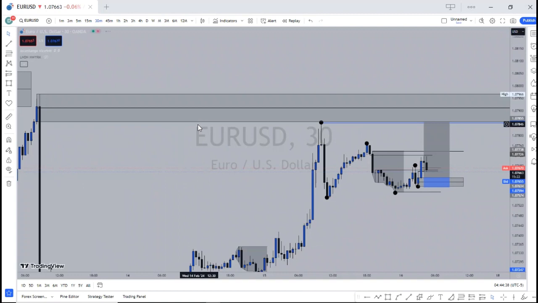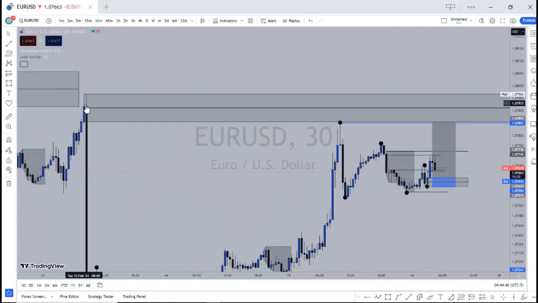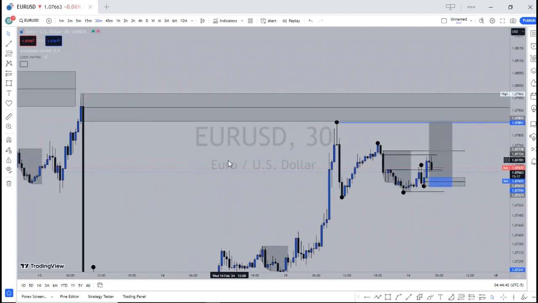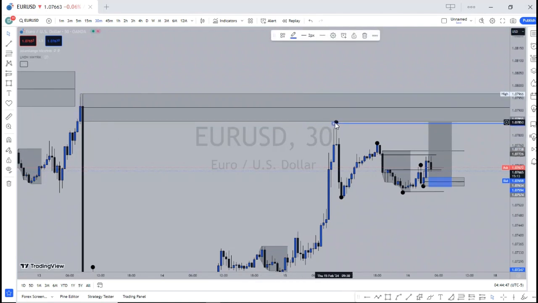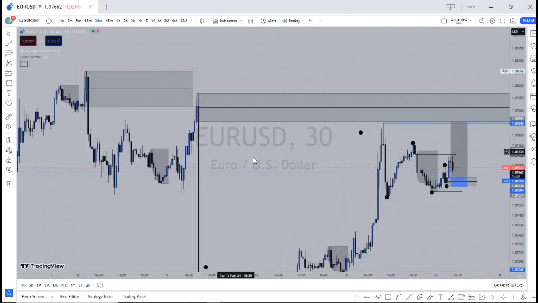No confirmation for search. So that is it right here. You can see it right there on the 30 minutes. It almost tapped it, so it's kind of like an inducement right here. It has induced smart money traders because it did not tap that of the 30 minutes refinement.